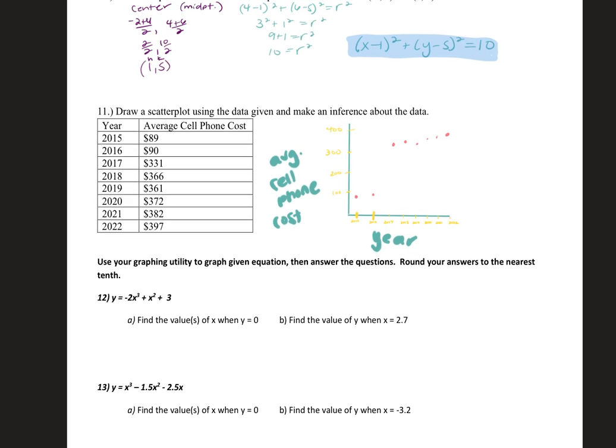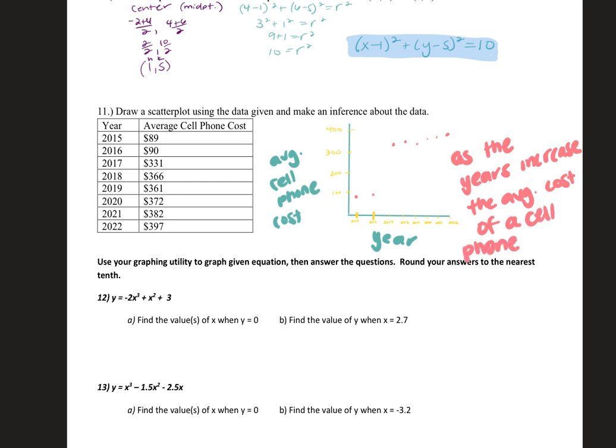So this definitely had a positive correlation as the years increase. The cost, or average cost, of a cell phone increased.